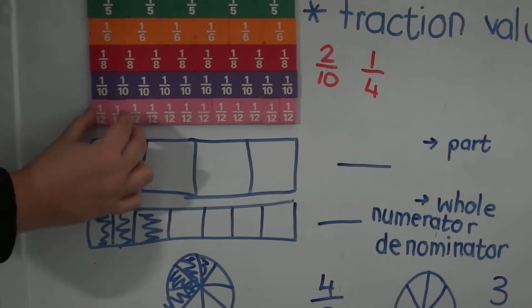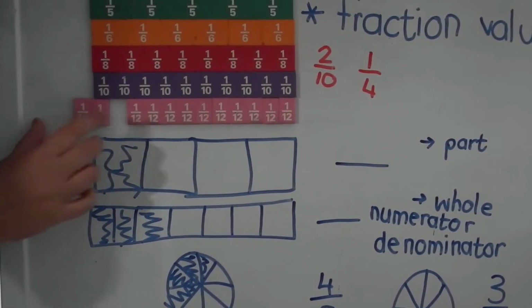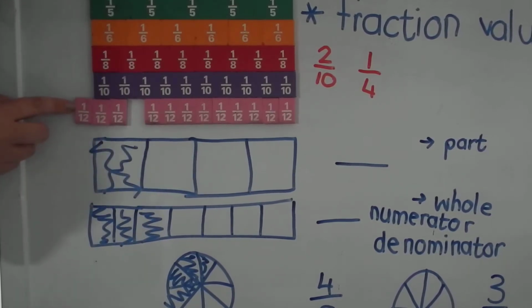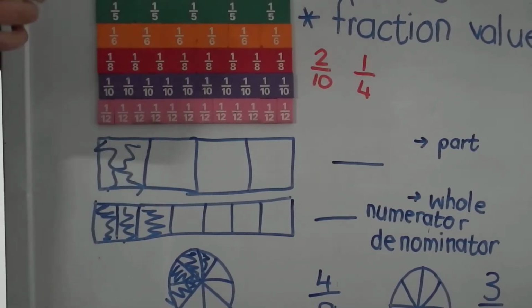Okay, so this one piece divides into various pieces and we write it as 1 of the 12 pieces. If we took these two, it would be 2 of the 12 pieces. 3 of the 12. So the 3 would be the numerator and 12 is the denominator. Okay, so turn your speakers back on.